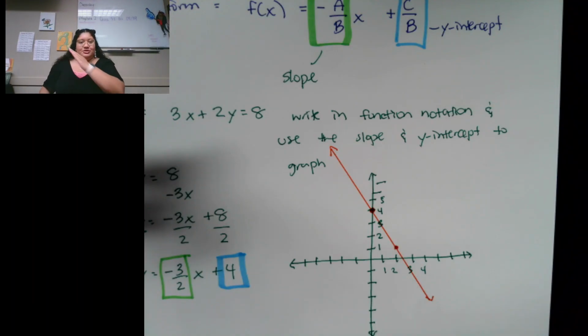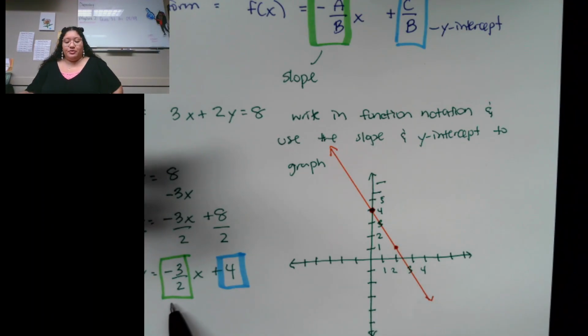I'm trying to see which visual you guys get. My slope is a negative slope. That means it matches the fact that it says negative 3 halves.